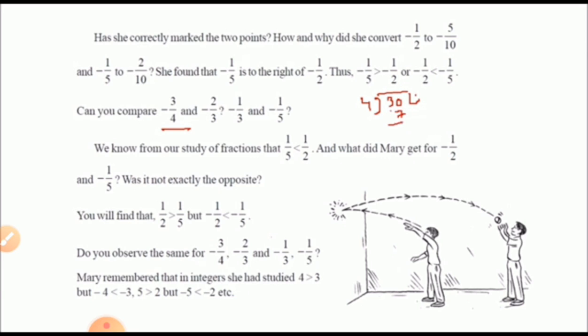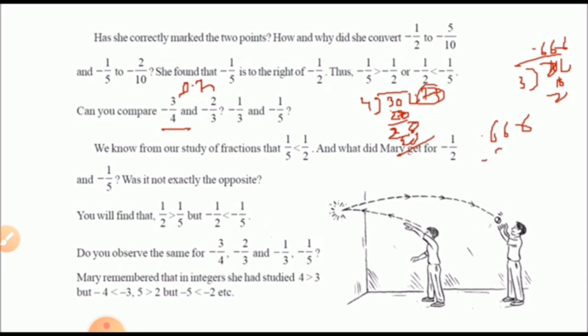Same way, we are having minus 3 upon 4 and minus 2 upon 3. My dear student, here you can find out the LCM of 4 and 3. Take the LCM of the denominator, not the numerator. So what is here? Minus 9 upon 12 and minus 8 upon 12. So 9 is smaller than 8. That's why we can say minus 3 upon 4 is smaller than minus 2 upon 3.